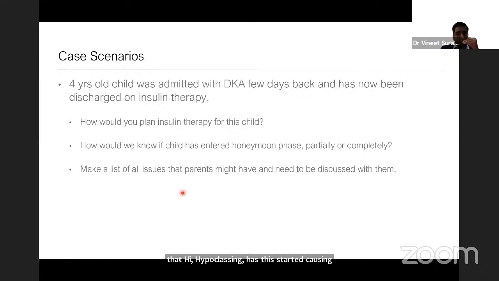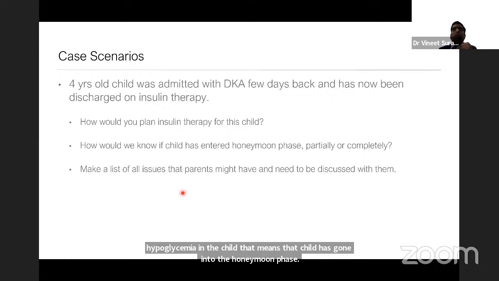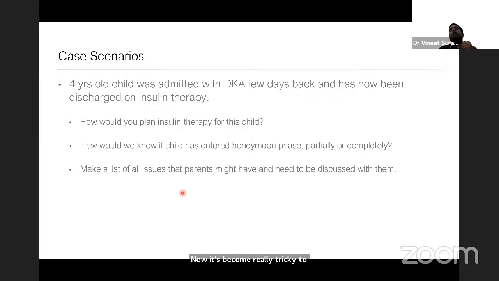Now it becomes really tricky to treat the honeymoon phase. What happens? Everyone thinks that the honeymoon phase has come, that my child has recovered from type 1 diabetes. What the doctor was telling, that he will require lifelong insulin, actually his insulin requirement is not at all there. Then probably my child has come out of diabetes.